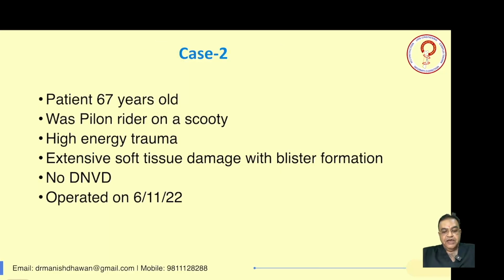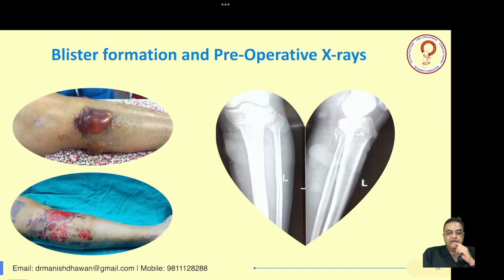Now coming to case 2, this is a 67-year-old patient who was a pillion rider on a scooty, and he had a very high energy trauma, and there was extensive soft tissue damage with blister formation. There was no distal neurovascular deficit, and he was operated last year in 2022. Now you can see the amount of blister formation and skin damage, and after the blisters were ruptured, you can see the raw area of the skin.